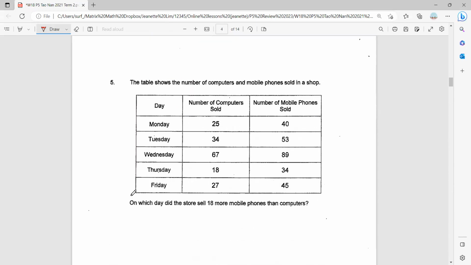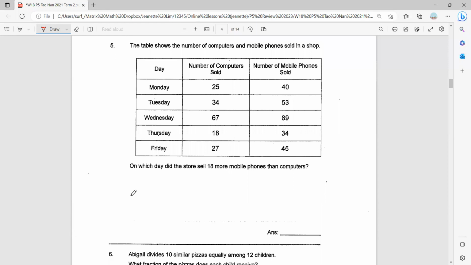Question 5. Table below shows the number of computers and mobile phones sold in a shop. On which day did the store sell 18 more mobile phones than computers? Okay, I want 18 more mobile phones than computers. So if you look over here at this table, all the mobile phones are actually greater than the number of computers, right? So it's definitely mobile phones more. Okay, so now I know that if I take this minus this, if I get 18, then that is the answer, right? That particular day will be the answer.